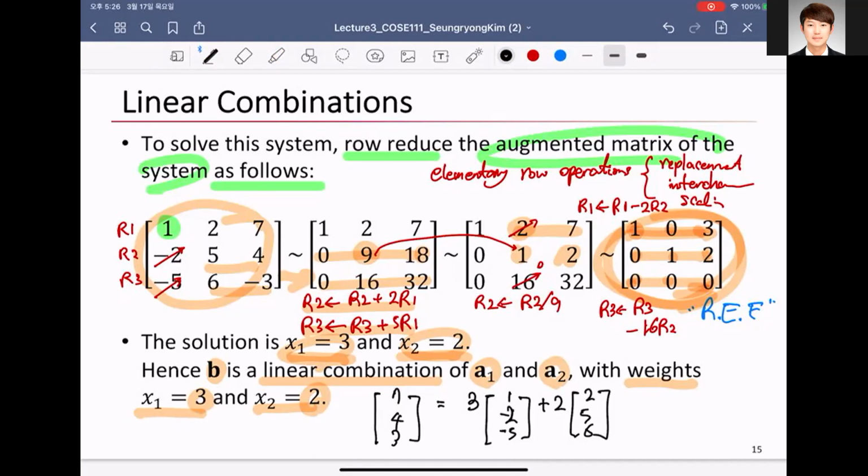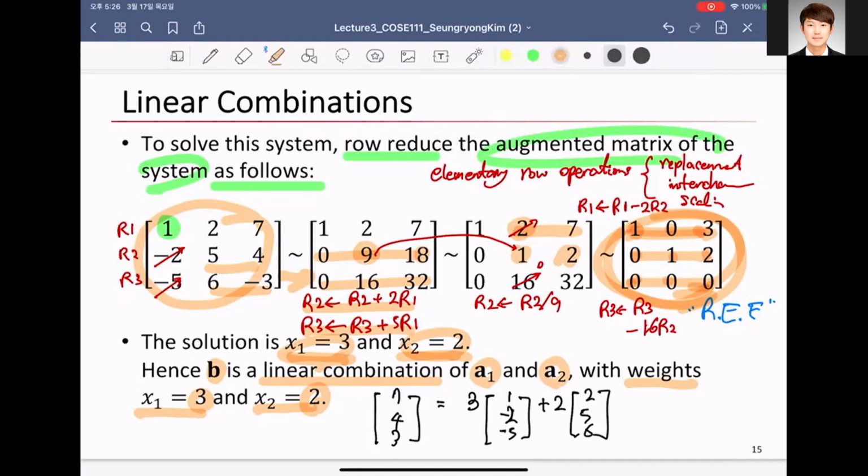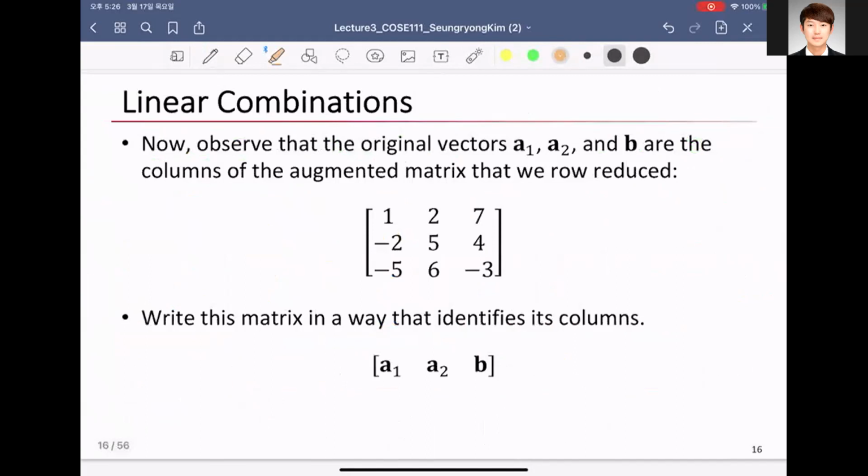Question? No? Okay, let's continue. Now, observe that the original vectors A1, A2, and B are the columns of the augmented matrix that we row reduce, right?